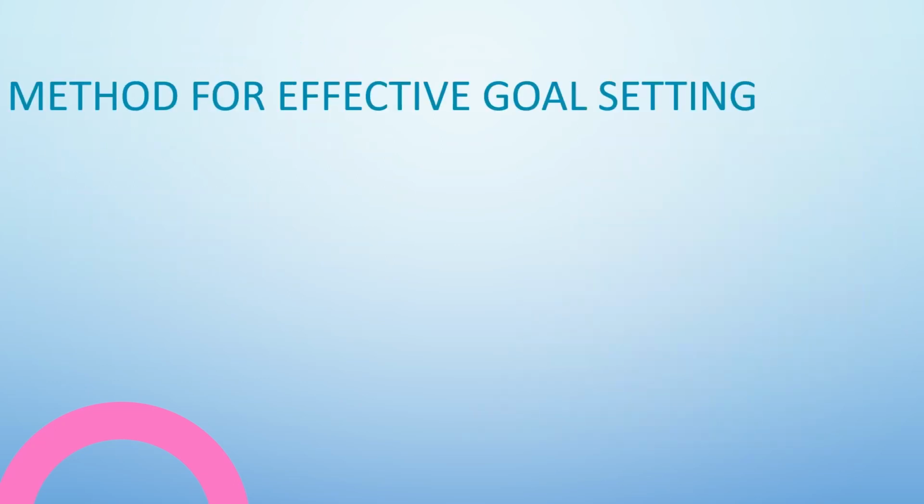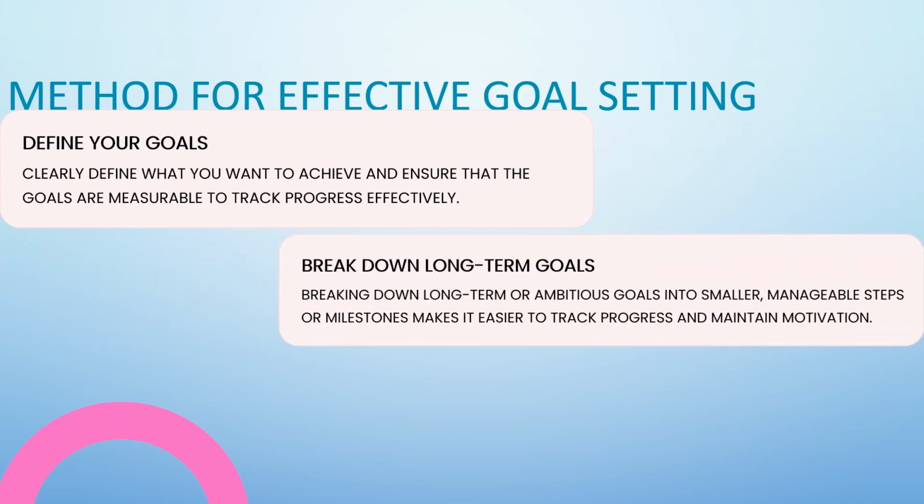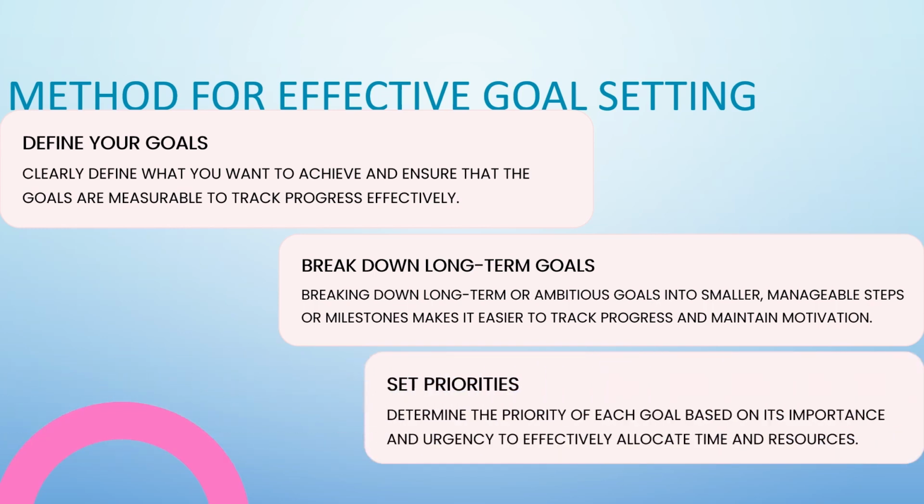So, what is the method for effective goal setting? It all starts with defining our goals. Clearly define what you want to achieve and ensure that the goals are measurable to track progress effectively. Next comes breaking down long-term or ambitious goals into smaller, manageable steps or milestones, which makes it easier to track progress and maintain motivation. Then we must set priorities. Carefully determine the priority of each goal based on its importance and urgency to effectively allocate time and resources.